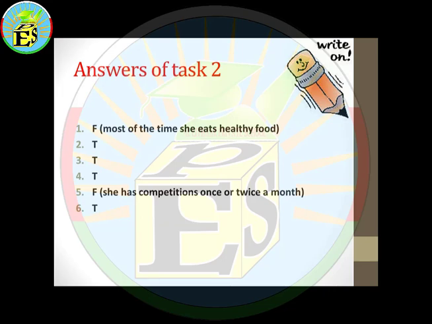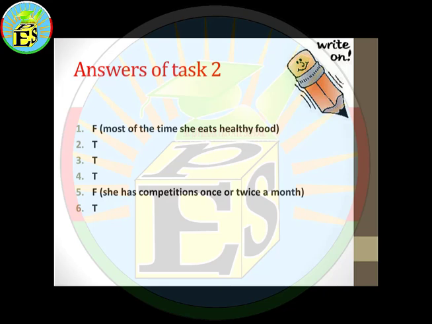So now let's check the answers together. The answer of number 1 is false. The correction is most of the time she eats healthy food. Number 2, it's true. A lot of people in the USA know Sonia Thomas because she's a celebrity. Number 3, it's true. Number 4, true. Number 5 is false. The correction is she has competitions once or twice a month, not once or twice a week. And the last one is true.